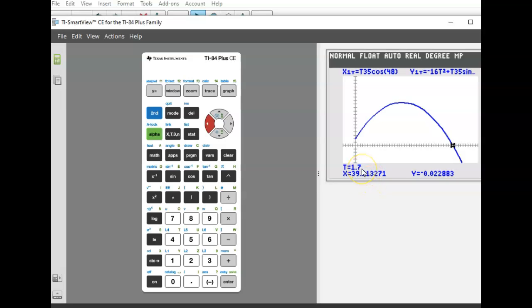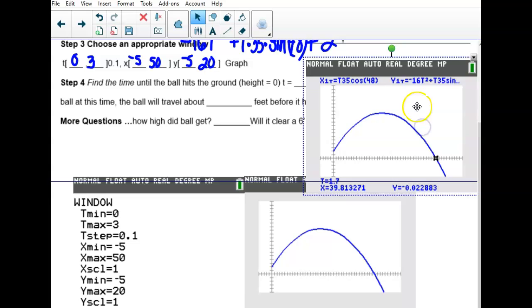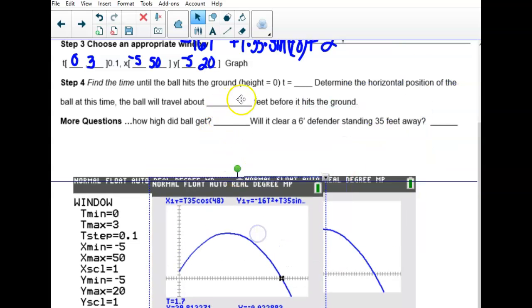And how long did it take to get us there? 1.7 seconds. All right, so what did they actually ask us? Find the time the ball hits the ground. So we made the y equal as close to 0 as we could, and we got 1.7 seconds. Determine the horizontal position of the ball at this time. Was it 39.8, guys? Is that right? 39.8 feet before it hits the ground.